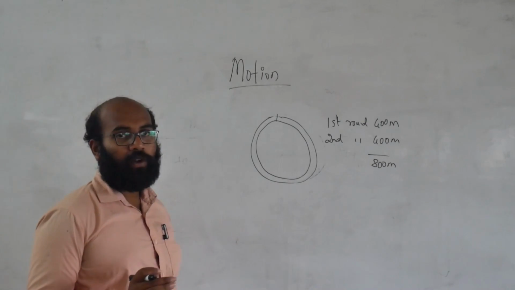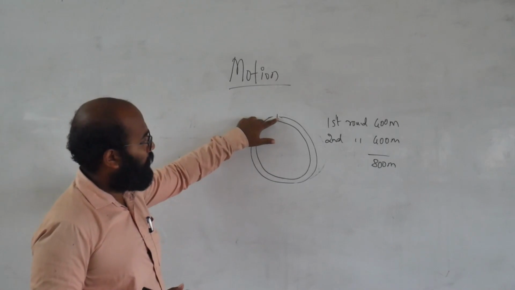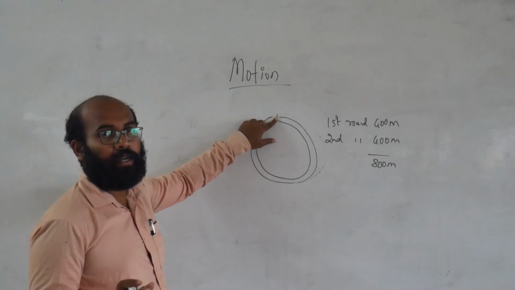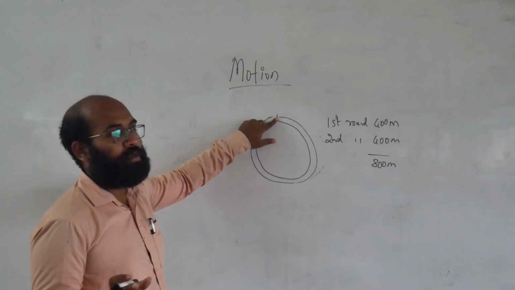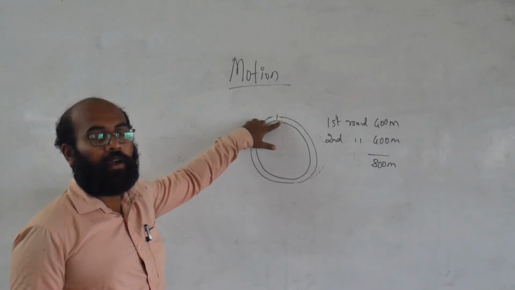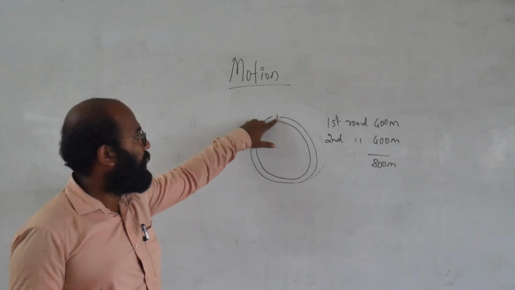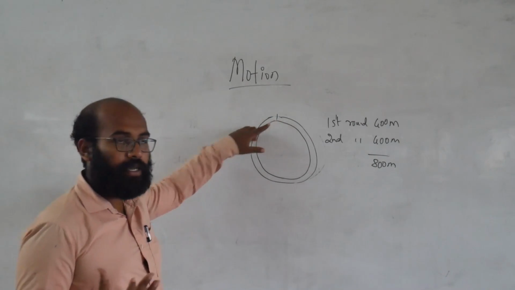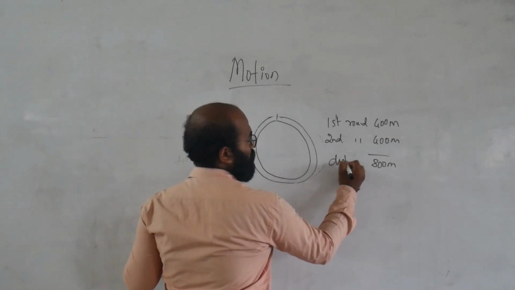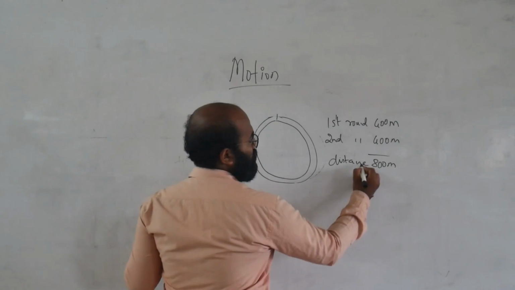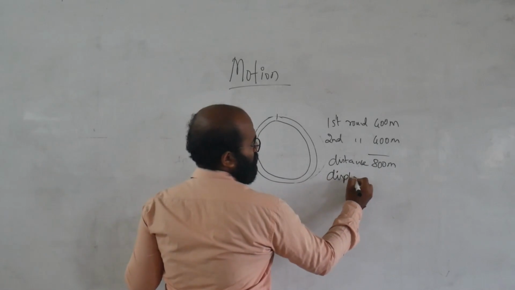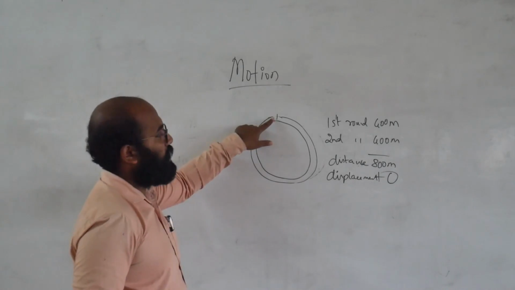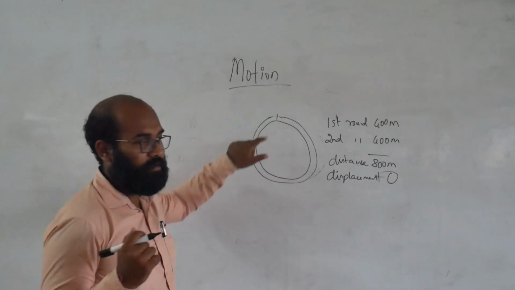But if I want to calculate the displacement, since I started from here, after completing 2 rounds I again come back at the same point or the same position. So my final position and initial position will be the same. Hence, displacement will be 0. So this is the distance, whereas the displacement will be 0 since the initial position and the final position are the same.